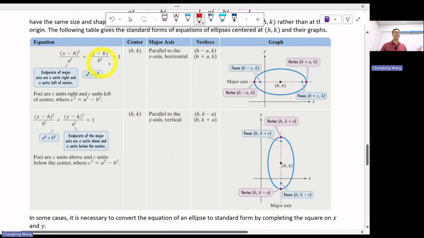So h and k don't have to be positive, right? Who says h has to be positive 4? It could be negative 4, right? k could be negative 2. That means instead of shifting the ellipse to the right, you could shift it to the left. You can shift it down, right? It depends on the sign of h and k.